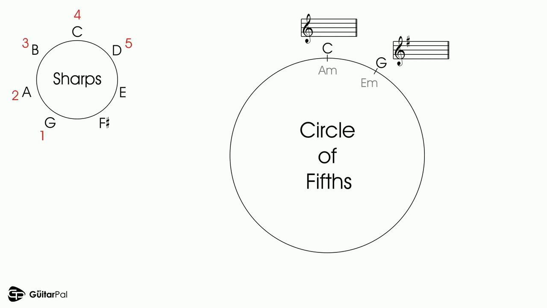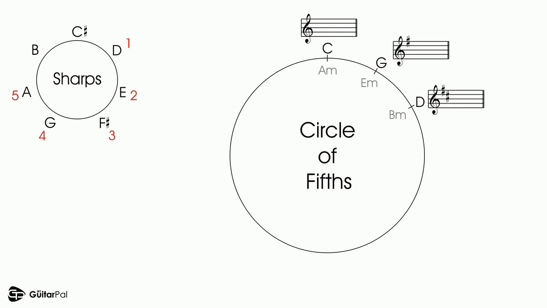5 up from G is D. 7 up or 1 back from D is C. Raise C to C sharp. The key signature for D major has two sharps, F sharp and C sharp. 6 up from D, the relative minor of D major is B minor.